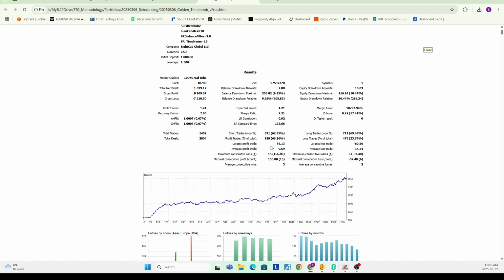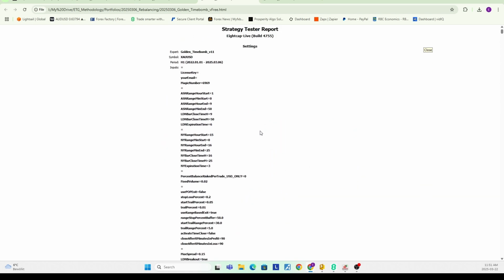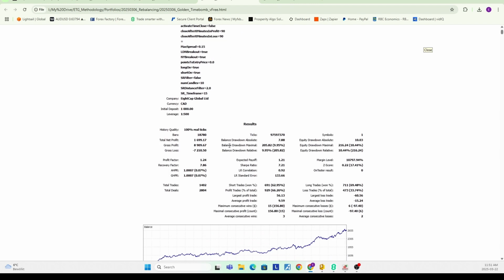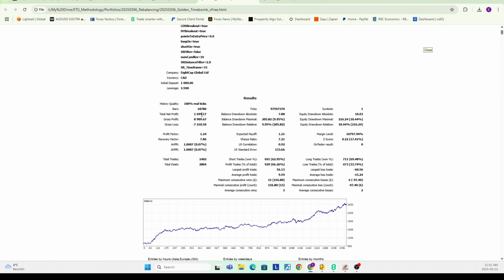So to walk you through the strategies, we are risking roughly 1% per trade on Golden Time Bomb, and risking 1% here, we're turning $1,000 into $2,700-ish from 2022 to today with around a 10% drawdown. And this is the free expert advisor, by the way, so it's an excellent strategy and you can get it for free with the link in the description.